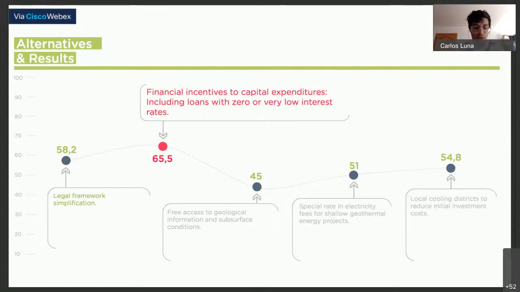Therefore, there are huge efforts being made, and finally, there's another huge effort being made to develop thermal districts based upon renewable energy. So there's another big opportunity there for the shallow geothermal energy to give heating and cooling services to these thermal districts as well.